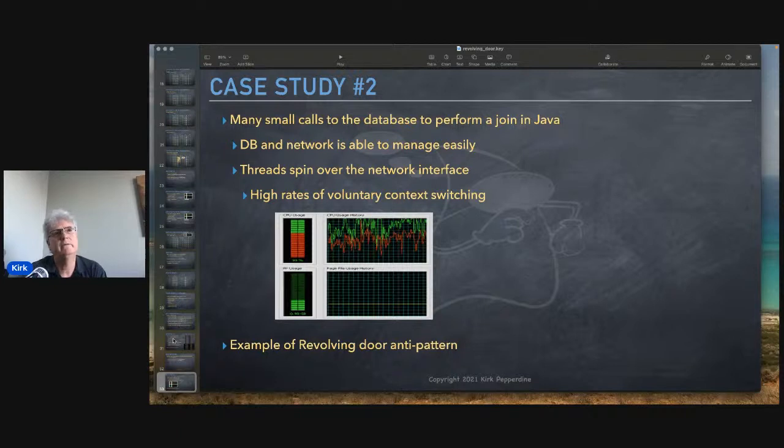they're dealing with a non-shareable resource, which is like the buffers on the network card. So there are locks down that path, and you have to wait, and because of that, you get these high rates of voluntary context switching as you try to push these small packets of data out to the database and get back, again, trivially small packets and then process them. So you're basically spinning over this resource, which is another example of a revolving door anti-pattern in this case.